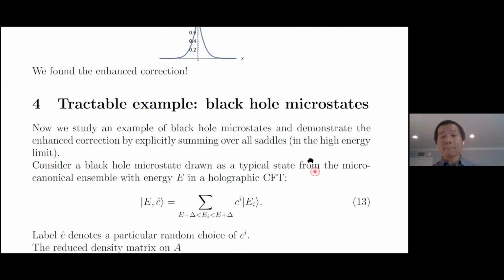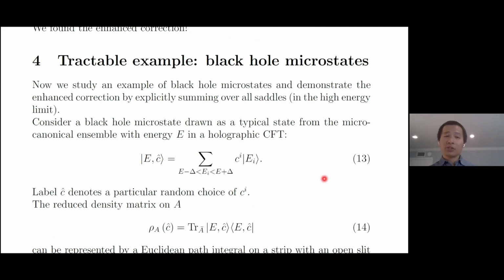So what we're going to do is to consider in holographic CFT a black hole microstate drawn from a typical state from the microcanonical ensemble around energy E. So we're going to write the state as E comma C hat, where C hat is random choices of coefficients within some energy window of width 2 delta.